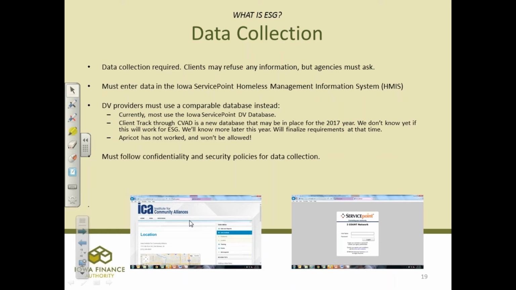The other database that we're looking at for next year is Client Track, and that's through the Crime Victim Assistance Division of the Attorney General's Office. They, of course, administer the most significant portion of funding for many DV agencies. They're working on getting a new database up and going that we think will be in place in the next couple months. It's difficult to determine what our requirements will be for next year without having that system up and running and knowing how it works for producing the required federal reports.